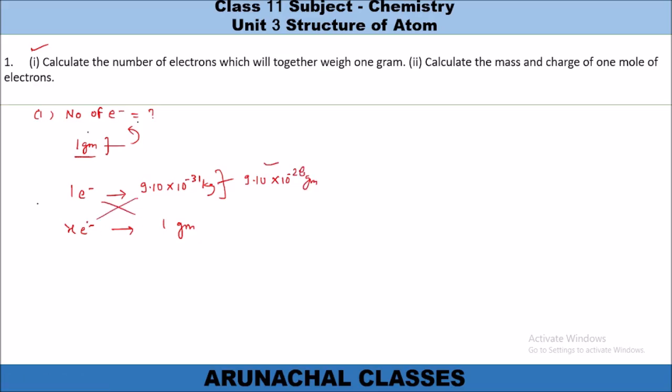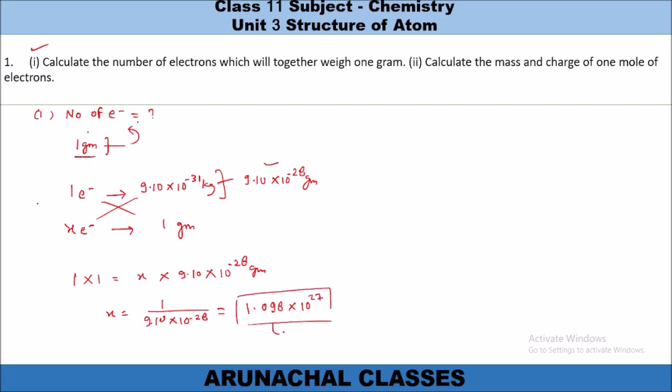Now just cross multiply the values. It will be 1 multiplied with 1, that is x equal to x multiplied with 9.10 multiplied with 10 power minus 28 gram. Then x will be equal to 1 upon 9.10 multiplied with 10 power minus 28. Now if I solve this one, I will get the value as 1.098 multiplied with 10 power 27. So these many number of electrons will be present in 1 gram of it.